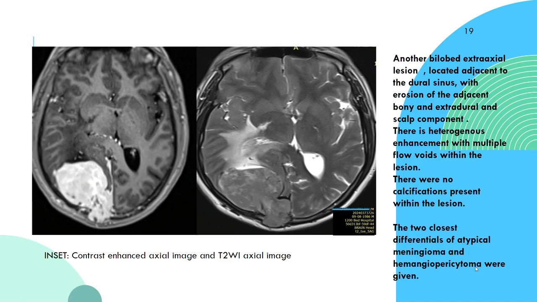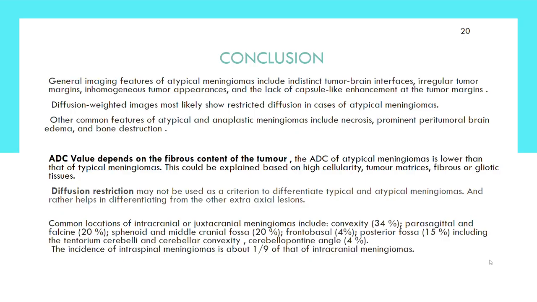Common locations of intracranial or juxtacranial meningiomas include convexity, parasagittal and falcine, sphenoid and middle cranial fossa, frontobasal, posterior fossa including the tentorium cerebelli and cerebellar convexity, and CP angle. The intraspinal meningiomas are about 1/9 of that of intracranial meningiomas.